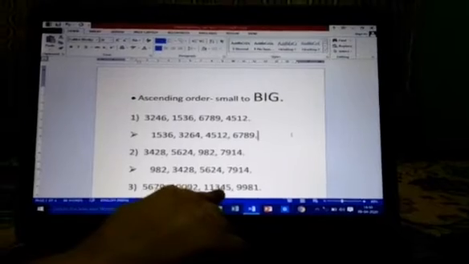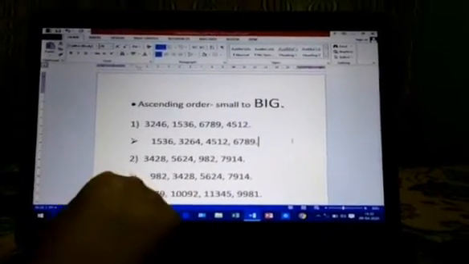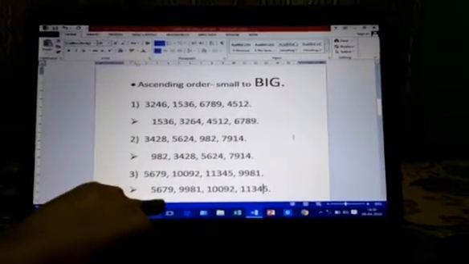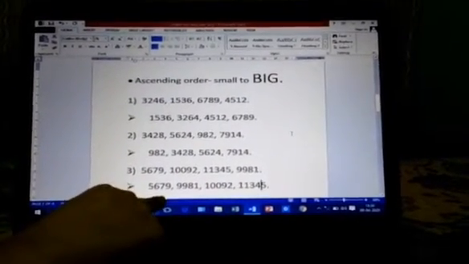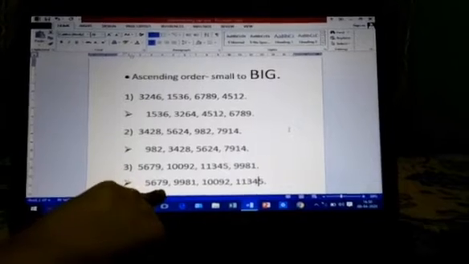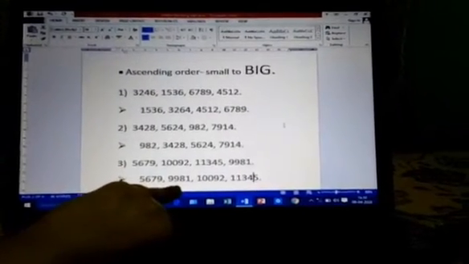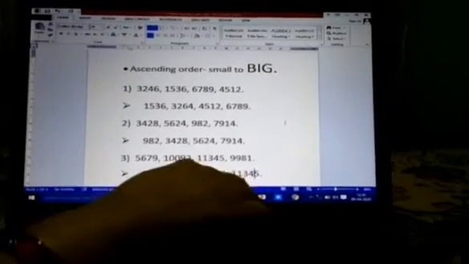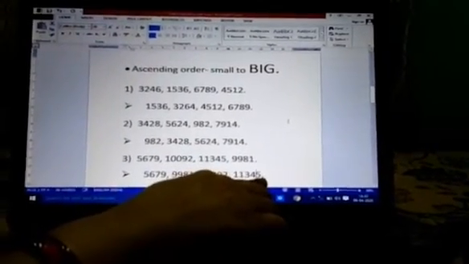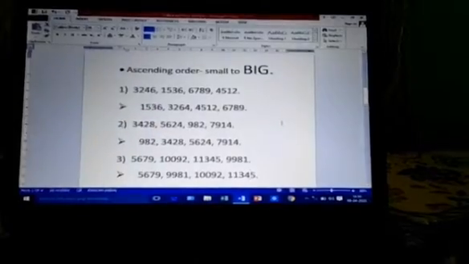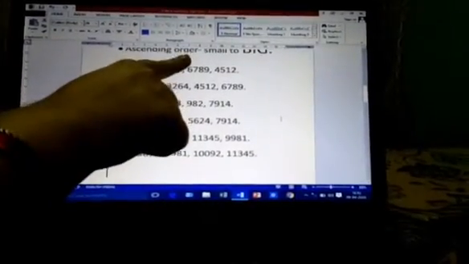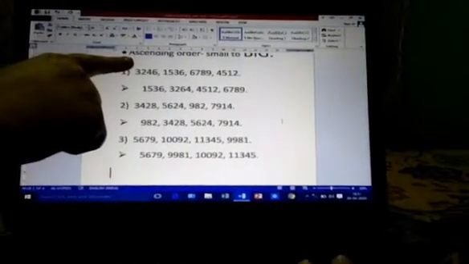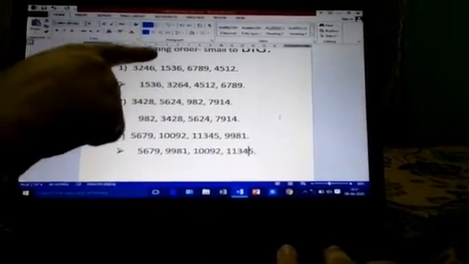followed by 11,345. Let us check our answer. Oh yes, you can see we are having the right answer: 5,679, 9,981, 10,092 and 11,345. Okay, so this is how we are going to arrange the numbers in ascending order, small to big. Always remember A for ant, A for ascending order.